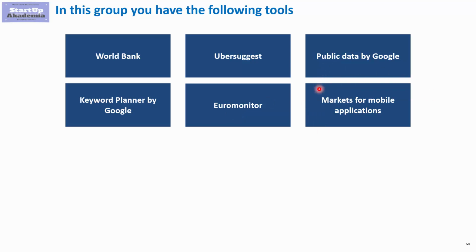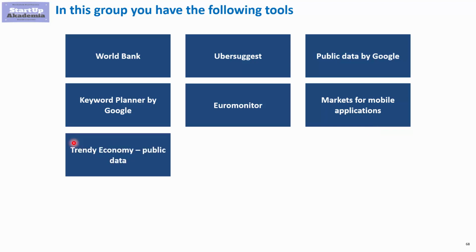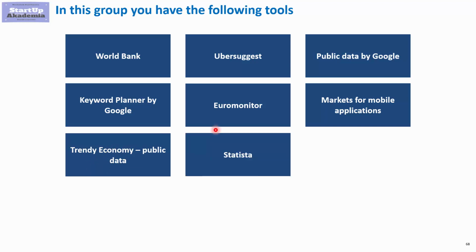For some applications, you should also look at the markets for mobile applications. So App Store will be one of them, Play by Google, and the Amazon app. Another site similar a little bit to World Bank and public data by Google is Trendy Economy. They have their public data. Also, they have data on certain industries. So also have a look at that if you want to estimate certain markets that you can do through public data, macro data.